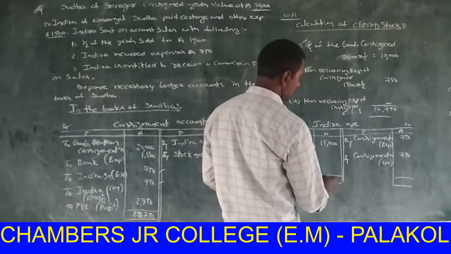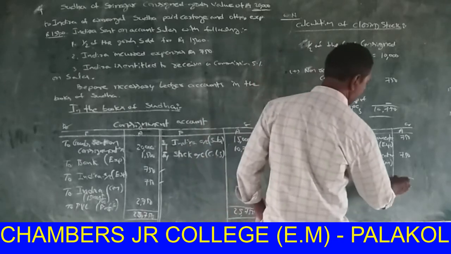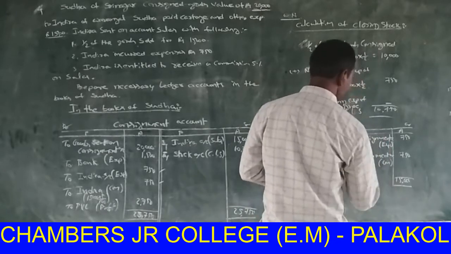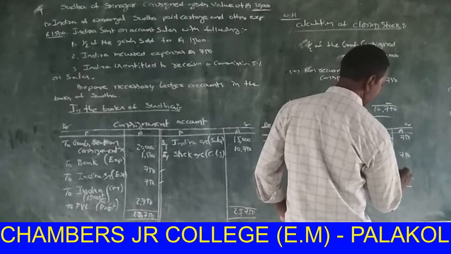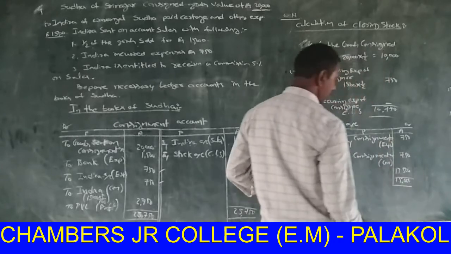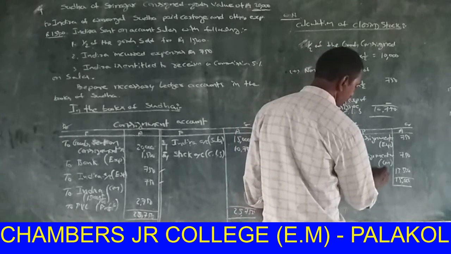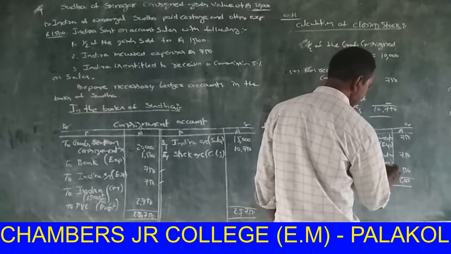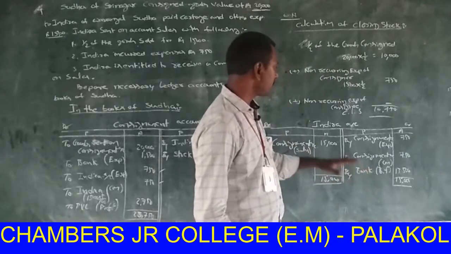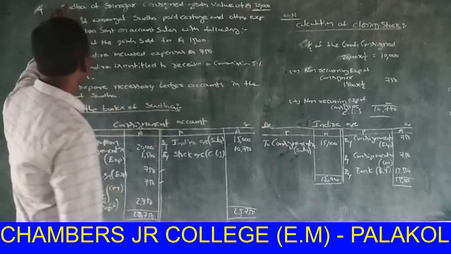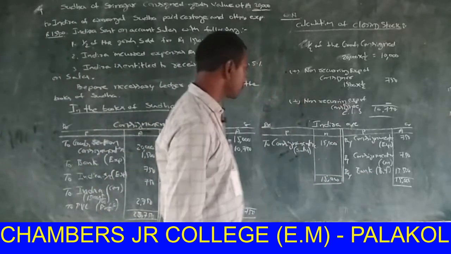Here the total is 15,000. The debit side amount is bigger than the credit side amount. So the total 15,000 minus 1,500 is 13,500, by bank. This is the balancing figure. This amount is due from Indira to Sudha.